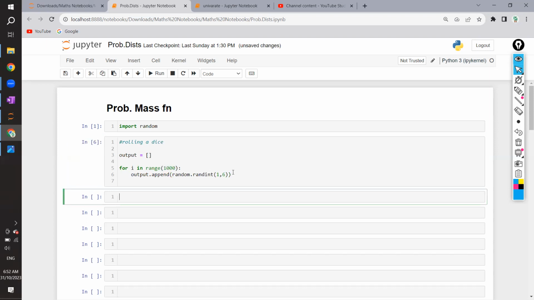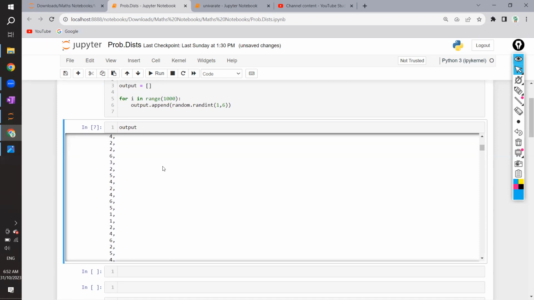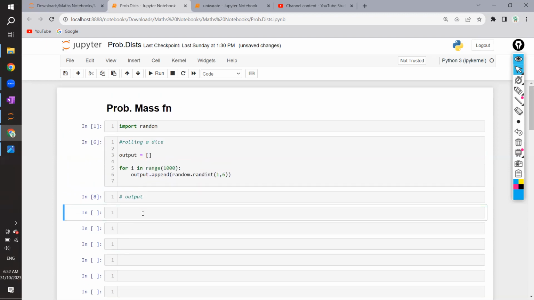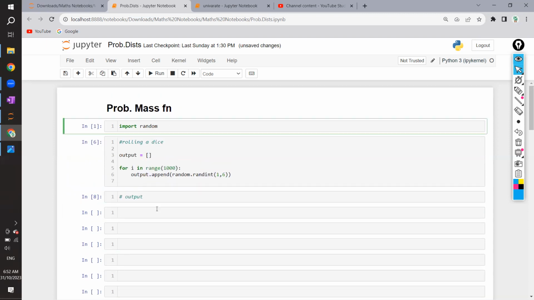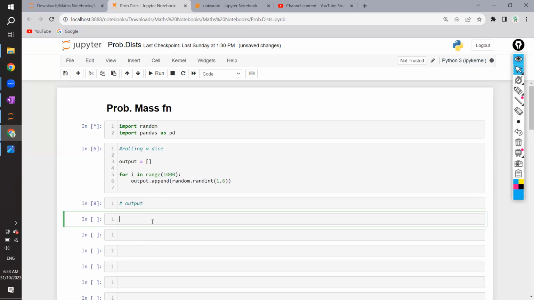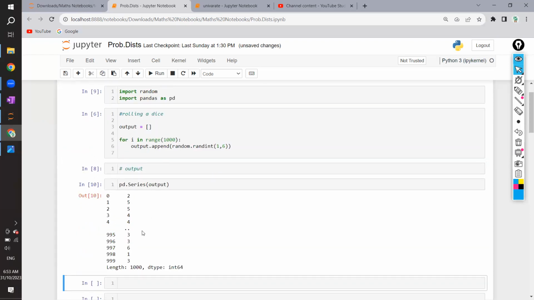So now, the dice is rolled 1,000 times. See, these are the 1,000 values, randomly generated. Now let me put it into a series. For that you will have import pandas as pd, then pd.Series of output. It will just put it into a series and give you a series number: 0, 1, 2, 3, 4, 5, 6, like that.